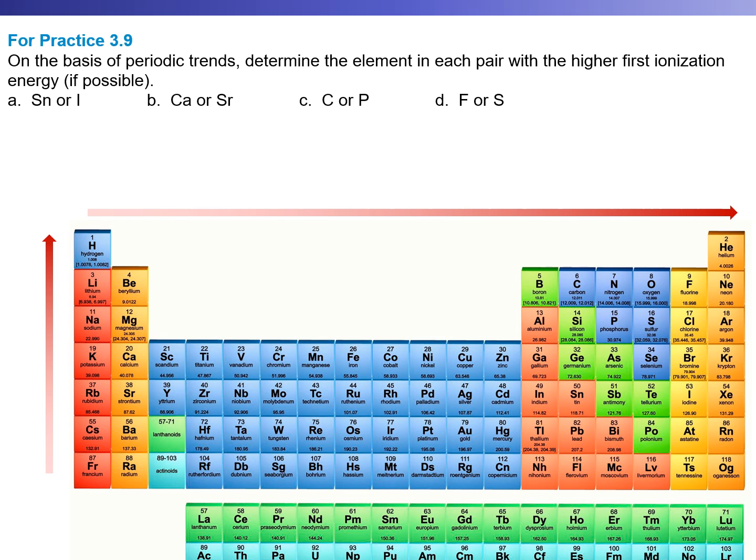Okay? So let's take a look at the first two pair of elements they want us to take a look at. So here we've got tin, and then we've got iodine. This one's pretty easy because we're in the same period, we're in the same row, and the one that is furthest to the right is going to be the stronger, and that's going to be iodine. Calcium and strontium. Here's calcium, here's strontium. Those are in the same column. And we know that the one that's further to the top is going to have the greater ionization energy, and that's going to be calcium.